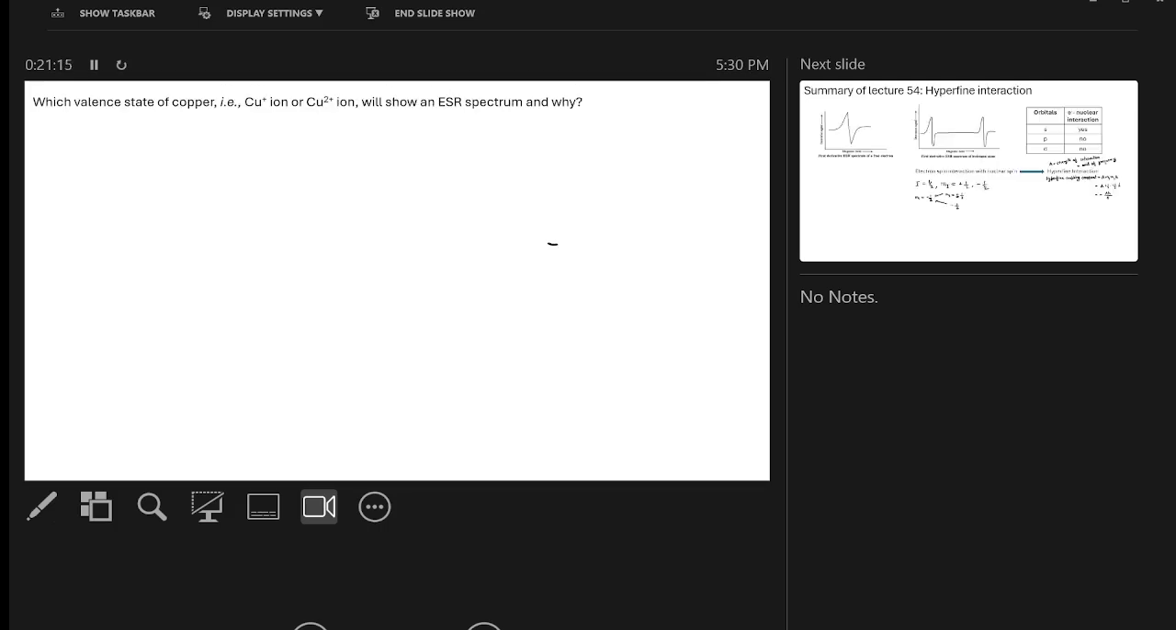Which valence state of copper, that is Cu+ or Cu2+ ion, will show an EPR spectrum and why? Simple, you have to check the unpaired electron. So we will write the electronic configuration for both. We know Z is 29, Z meaning atomic number.